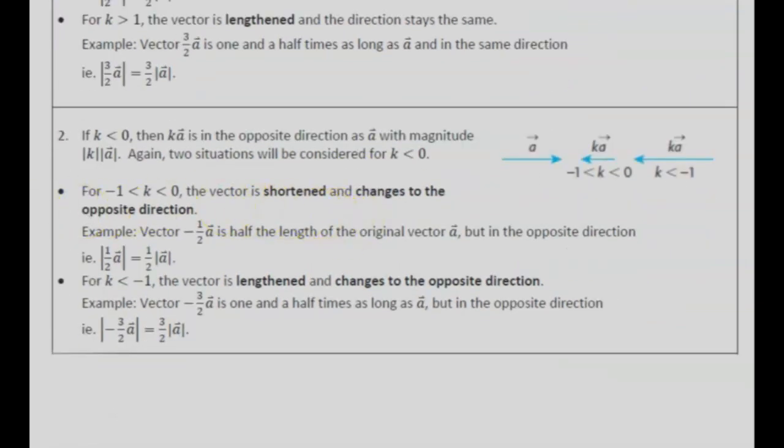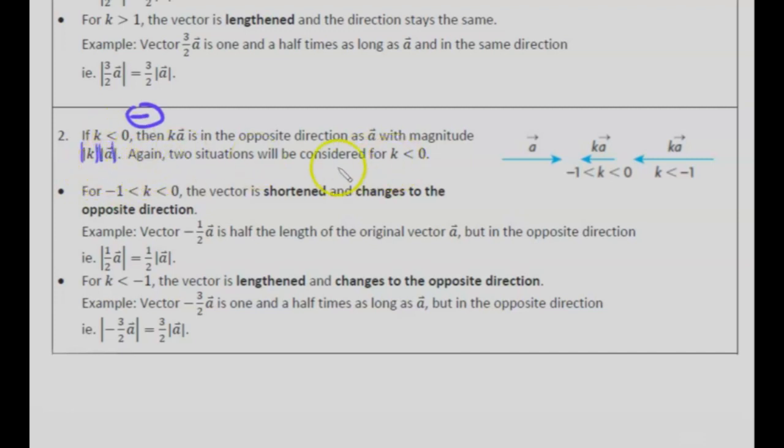Okay, and then the second situation is if K is less than 0. All that means is that if K is negative, it's going to be in the opposite direction of A, with a magnitude of the absolute value of K times A. And see these absolute value brackets? That just means deal with the number. So the magnitude is just going to be the magnitude of K times the magnitude of A.